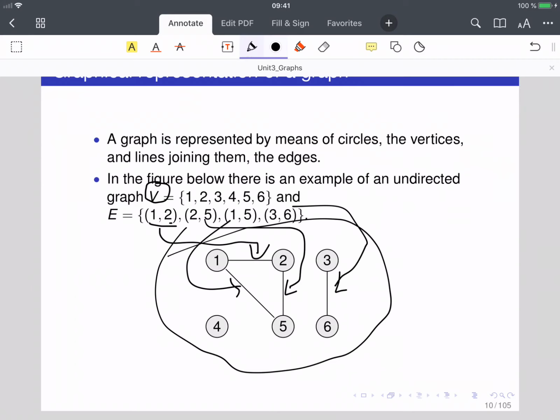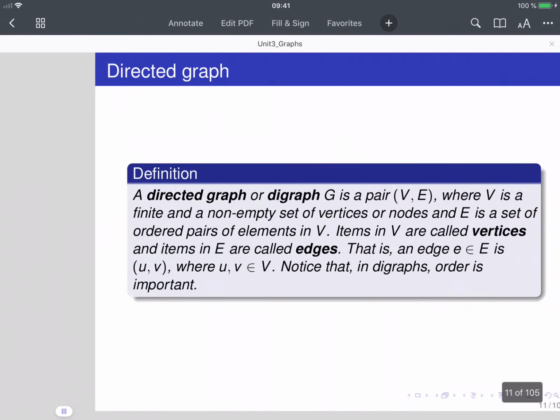Okay, so it's very easy to find the diagram for a graph when we are given the vertices and the edges, and also it's very easy to find the mathematical notation for the edges if we have the diagram. Okay, but notice here that the lines are undirected. So when we have a line between 2 and 5, it goes in both directions. That is important to notice.